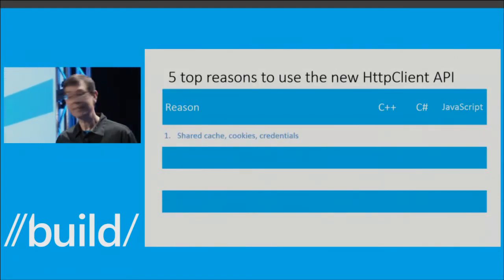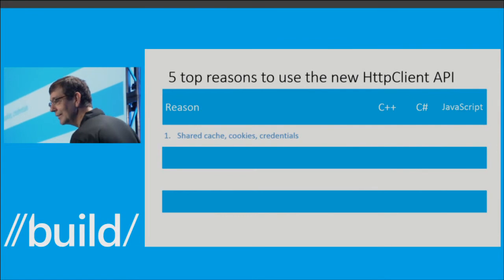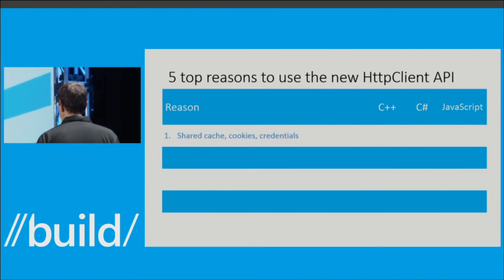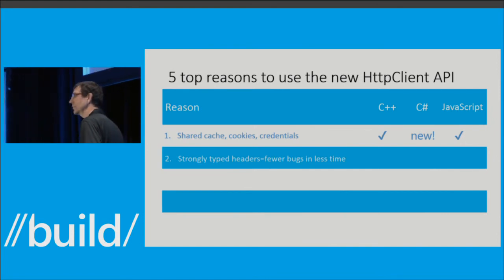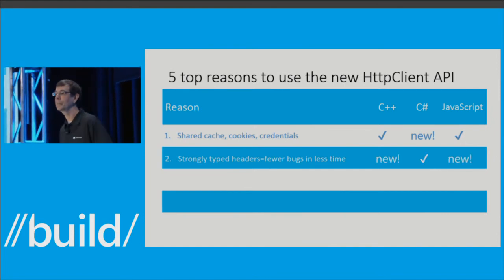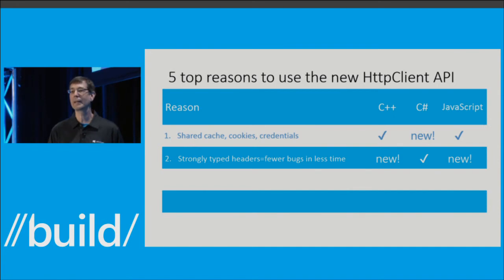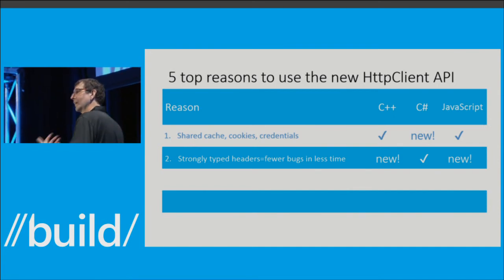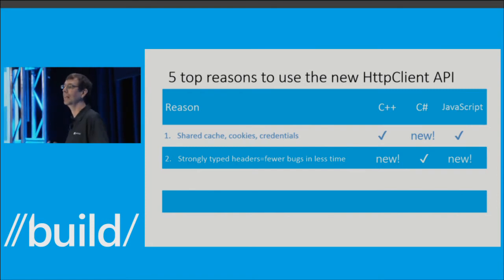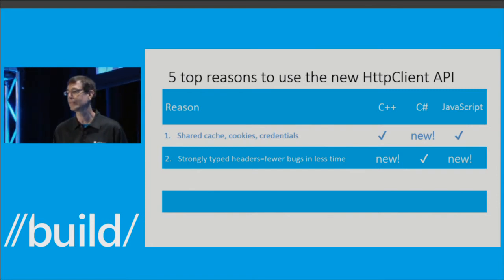So now we're getting to the end of the talk here. We've seen the shared cache. We've seen the cookies. We've seen our credentials. We've seen how that works and how that's new for C#. We've seen our strongly typed headers and how that's new for C++ and JavaScript. And you should already be excited about how that's going to make your code less buggy and more robust, and how you can write stuff in less time because you don't have to ever look at an RFC to figure out how to parse a date.